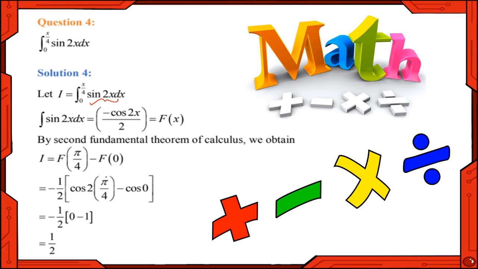So first of all, replace x with pi by 4. Minus 1 by 2 is the constant we have taken outside. So cos pi by 2 is 0 and cos 0 is 1. So the final answer is 1 by 2.